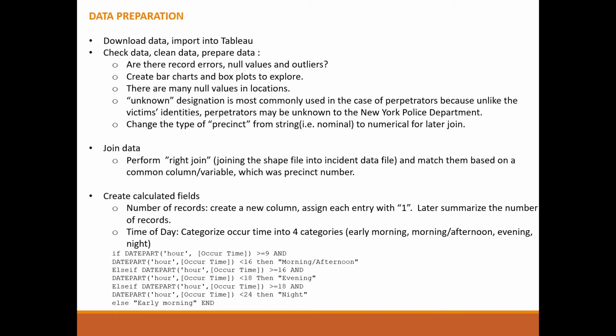My third step is to join the data. I performed a right join, which means joining the shapefile into the incident data file and matching them based on a common variable, which was precinct number. Finally, I created calculated fields. The first is number of records, where I assign each entry the number 1. The second is time of day, where I categorize occurrence time into 4 categories: early morning, morning and afternoon, evening, and night.